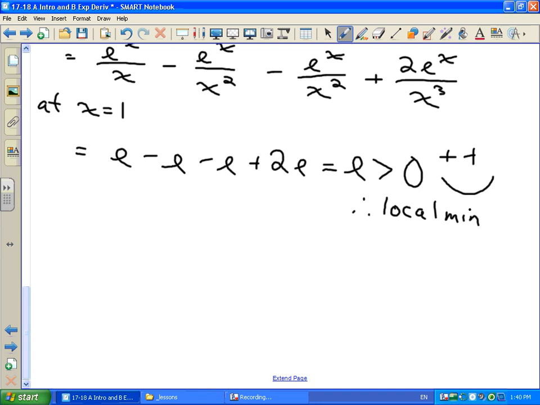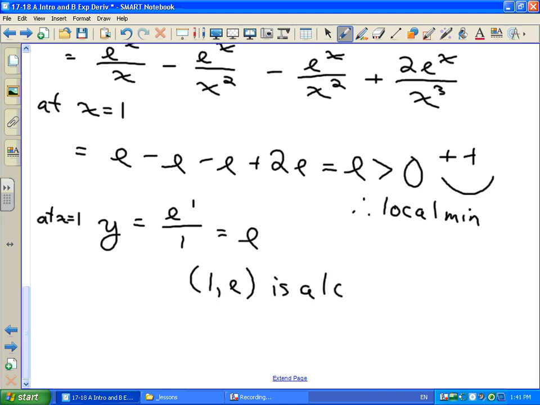So what we would do then is evaluate our original function at x equals 1. So we get y equals e to the 1 over 1, which is just e. So our point is 1 comma e, and it is a local minimum. Okay. And we're done.